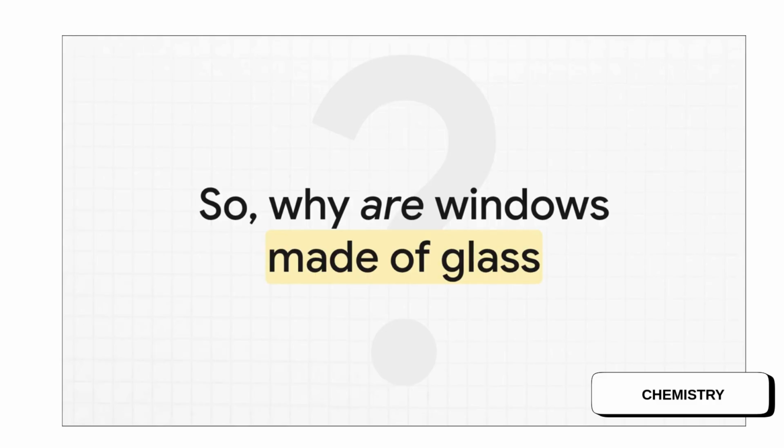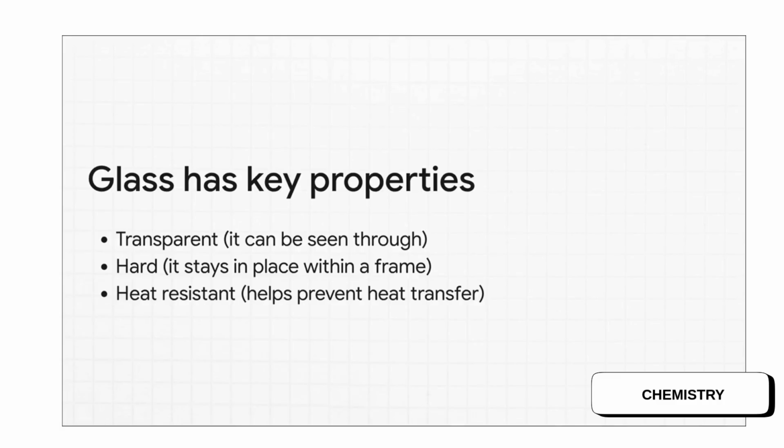And all of this, every single concept we've talked about, brings us right back to where we started. Now that we have the chemist's toolkit, let's answer it. So, why are windows made of glass? The answer, of course, is all about its unique set of intensive physical properties.